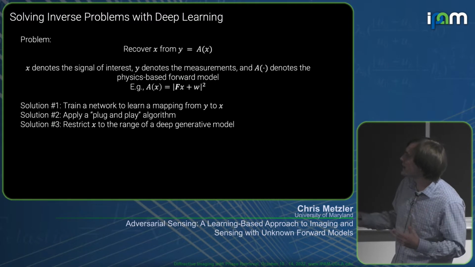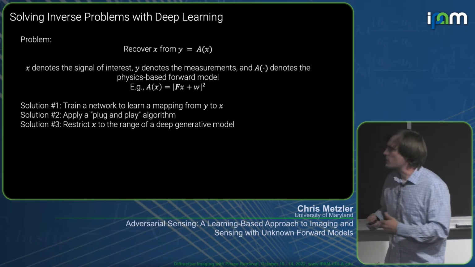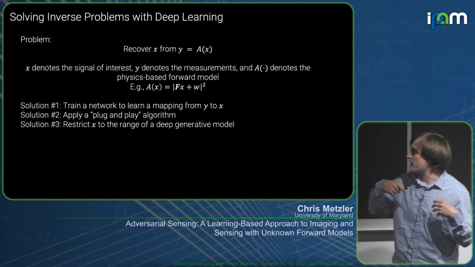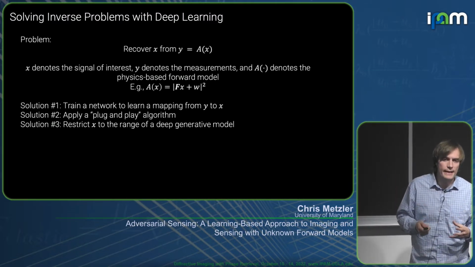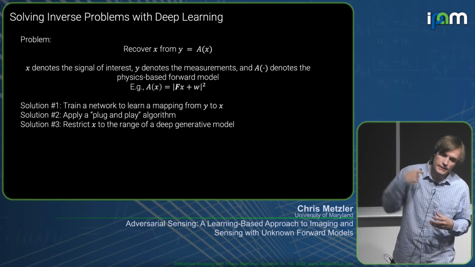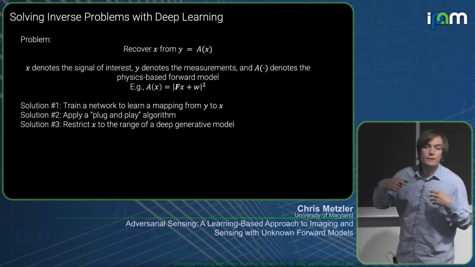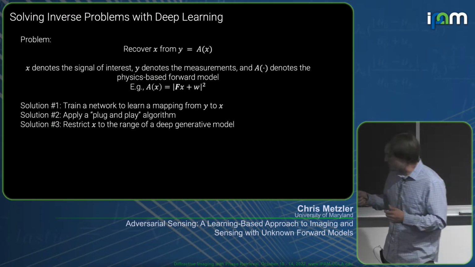We could simply train a network to learn a mapping from measurements back to signals. Alternatively, we could apply a plug-and-play algorithm that uses a pre-trained denoising algorithm to iteratively impose a prior on the reconstruction. And alternatively, we could restrict X to the range of a deep generative model.